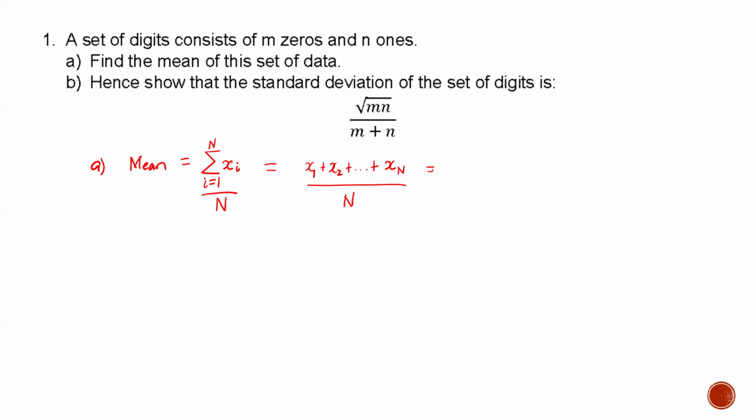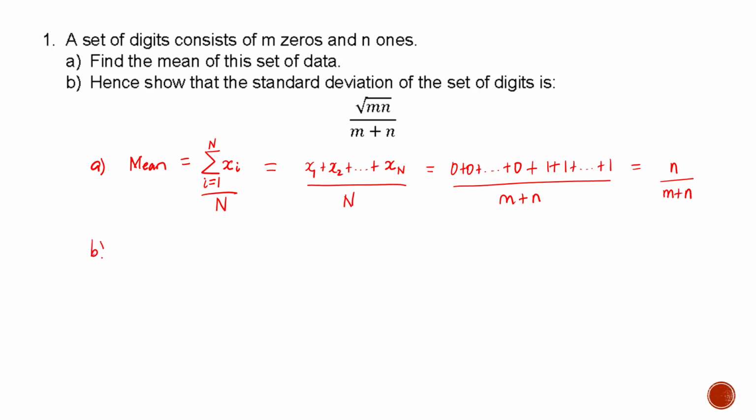Now in this particular case, how many items do we have? We have m zeros, so you have 0 plus 0 plus 0, m of them. And then n ones, so 1 plus 1 plus 1. And the number of items is going to be m plus n. Now when you add this, 0 plus 0 plus 0 is always 0. Then 1 plus 1 plus 1, since there are n of them, gives n. So this will be n out of m plus n. So that's the mean.